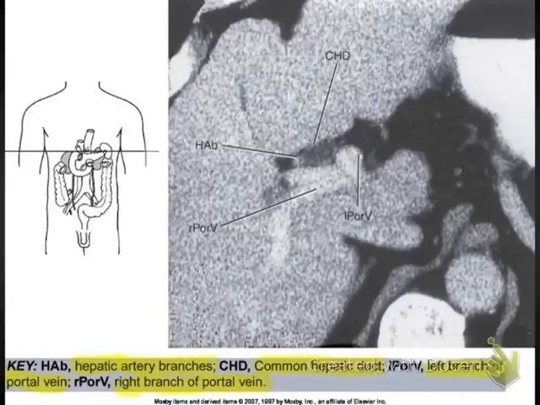Okay, here we have the right portal vein and the left portal vein. Based on the way that we're scanning through this in the axial plane, we're not really seeing a clear definition of the left portal vein. Also, we see the common hepatic duct here. Notice the density or lack of density for the common hepatic duct.